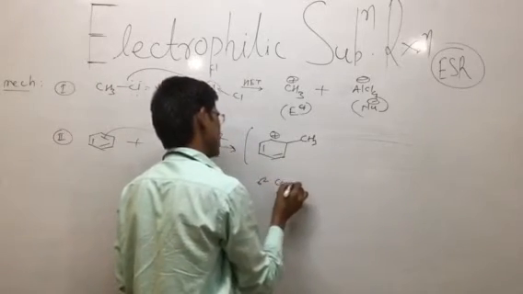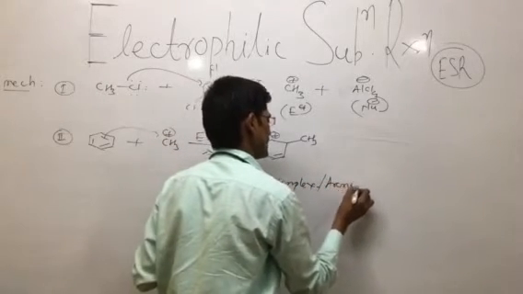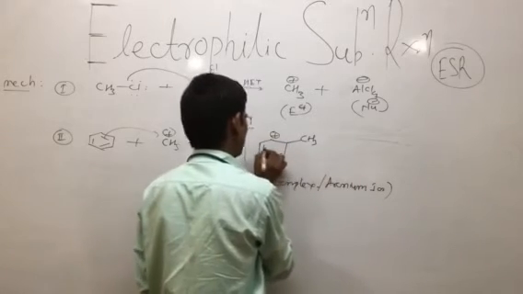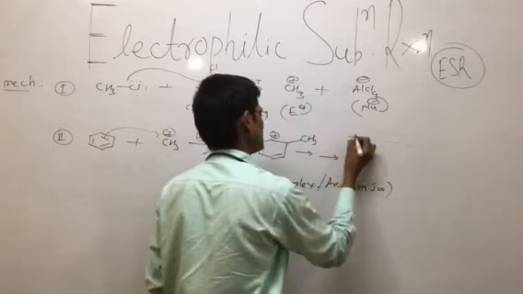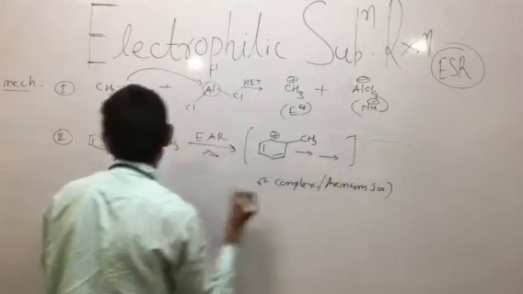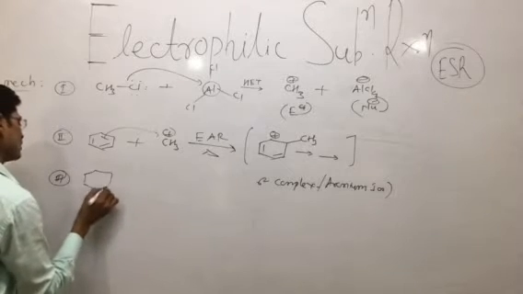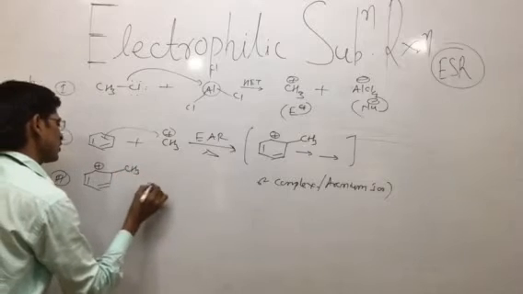As you can see, this is called the sigma complex, and this is what we call the arenium ion. The pi bond is shifted to here, and this is another continuation of the steps. In the third step of the reaction, we have the sigma complex or arenium ion.